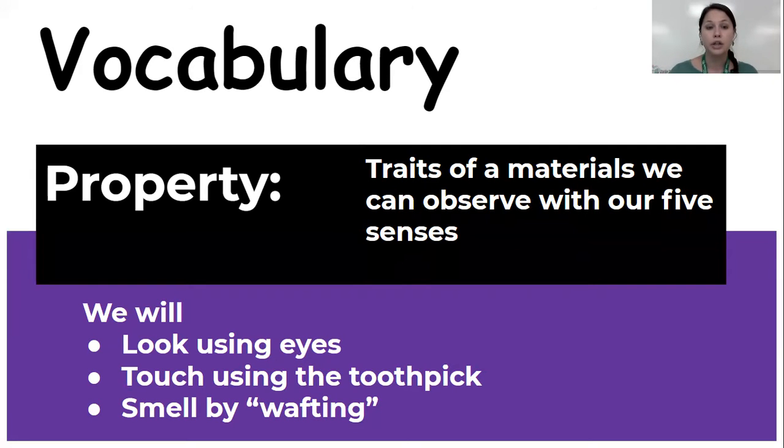Now, we're going to look using our eyes. We're going to touch them with something to stir them with. If you're at home, you could get a spoon or a toothpick. I'm using toothpicks, which I need to go get. And we are going to look at them using our eyes, touch with whatever you're stirring with, and we're going to smell by wafting, which is a science action to make sure that we don't get anything that we don't want in our nose. So I'm going to go grab my toothpicks.